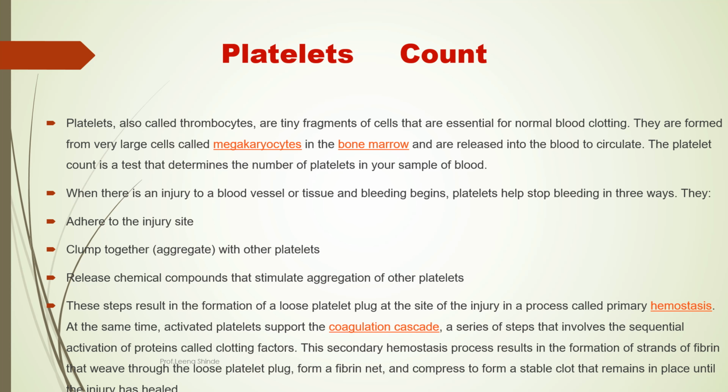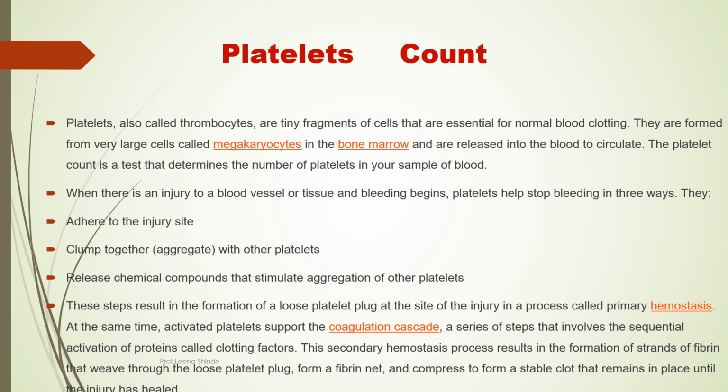Today we will learn about the platelet count. What is a platelet cell? Platelets, also called thrombocytes, are tiny fragments of cells that are essential for normal blood clotting. They are formed from megakaryocytes in the bone marrow and then released into the blood to circulate.